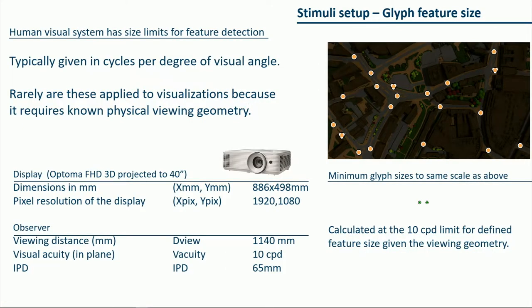We also had to look at the feature size in the glyphs. Could you actually see the glyph shapes in the target images? And one of the problems is that very rarely in visualizations do people worry about calculating shape and whether it's visible or not. They'll just give you a shape and hope you'll be able to see it. So on our target display, which was this Optima projector projected at 40 inches, we calculated glyph size. If you see those two little green glyphs just under the picture, that's the smallest size that would work on this display if you'd be able to separate these two glyphs. And we're using glyph sizes to the same scale, much bigger than that. So the 2D size is fine.